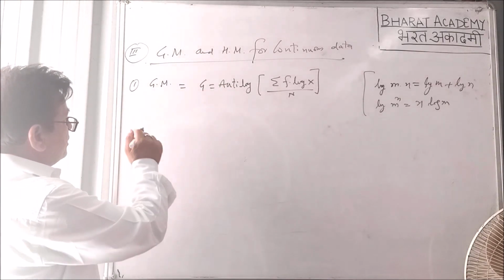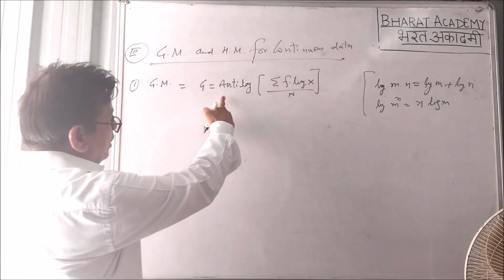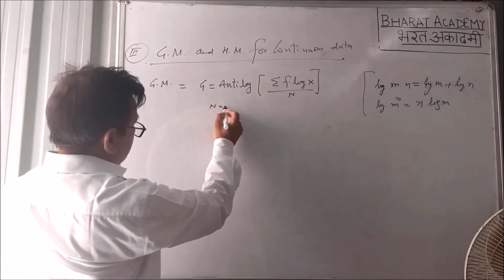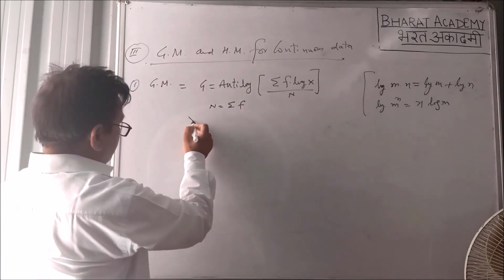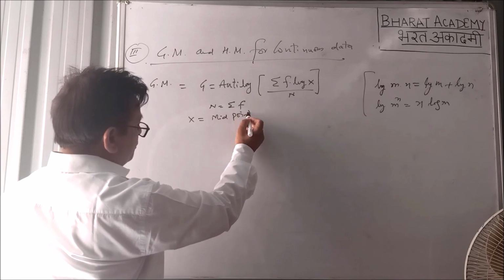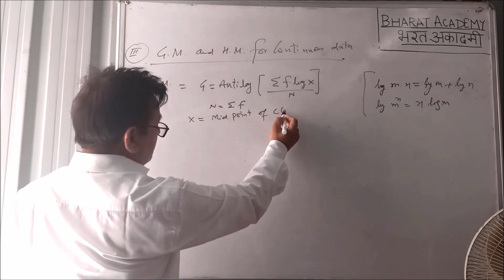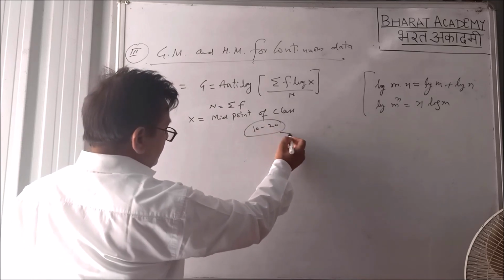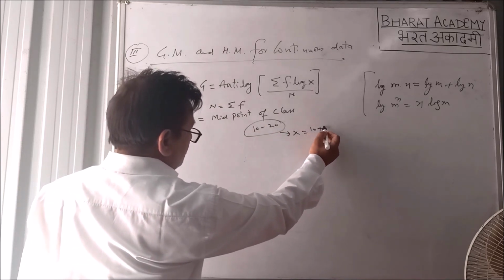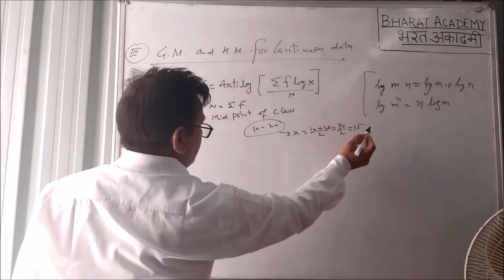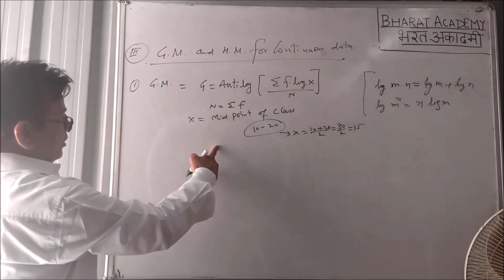In case of continuous data, geometric mean g is equal to antilog of summation f log x upon n, where n is the total frequency, and here this x will be the midpoint, your mid value you can call it, of class. Say you have class 10 to 20. In this case, x will be 10 plus 20 upon 2. This is 30 upon 2. This will be 15. And n is the total frequency.